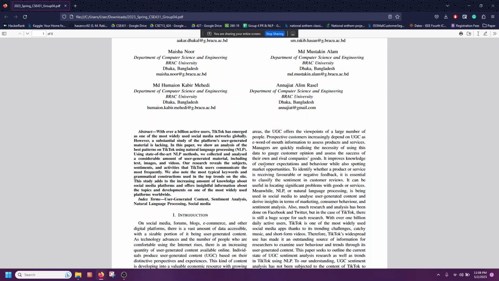Our research reveals the subjects, sentiments, and activities that TikTok users communicate the most frequently. We also note the most typical keywords and grammatical constructions used in the top trends on the site. This study adds to the increasing amount of knowledge about social media platforms and offers insightful information about the topics and developments on one of the most widely used platforms worldwide.